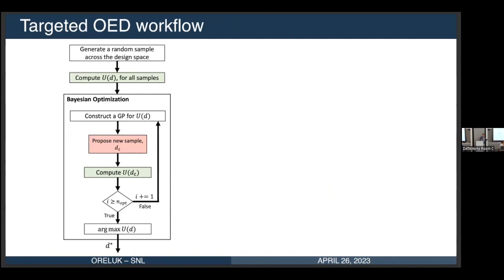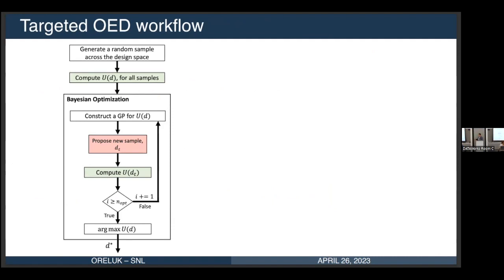Let's say putting everything together, the targeted workflow that we're looking at is: we want to generate a random sample in the design space. We randomly sample uniformly, Latin hypercube type sampling, and then we compute U of D for all these samples. What's nice is that these first two elements you can perform in parallel, and then you can run the Bayesian optimization procedure, which is a serial procedure, to find the best optimal design.